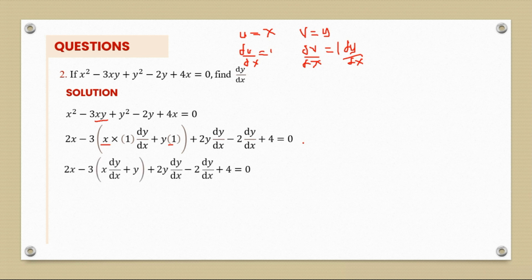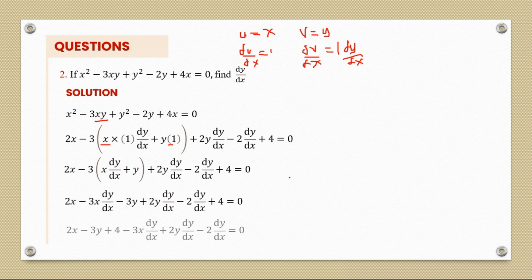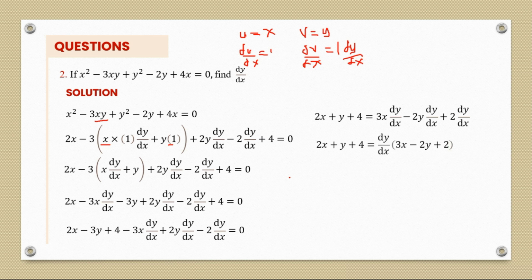So we're going to simplify this, and then open the brackets. Again, we're going to separate the values that have dy/dx from the values that don't. So we're going to take the values that don't have dy/dx to the opposite side of the equal sign, and that's what we end up having. Now on the other side, we're going to factorize out dy/dx. Then we're going to make dy/dx the subject, and therefore dy/dx shall be equal to 2x plus y plus 4 divided by 3x minus 2y plus 2, and that is the answer they wanted.